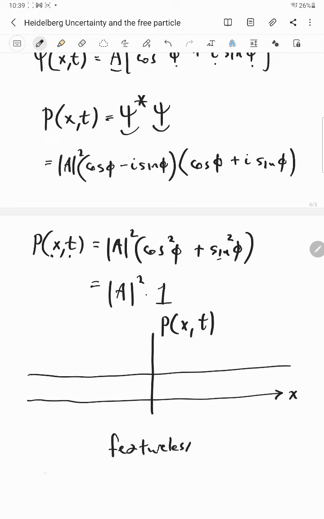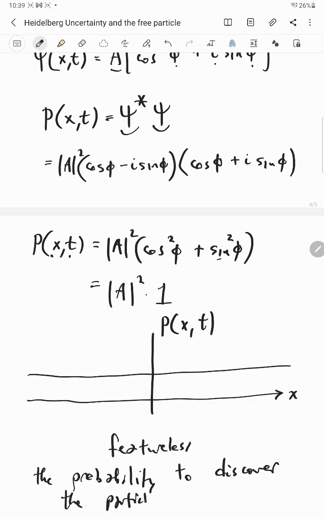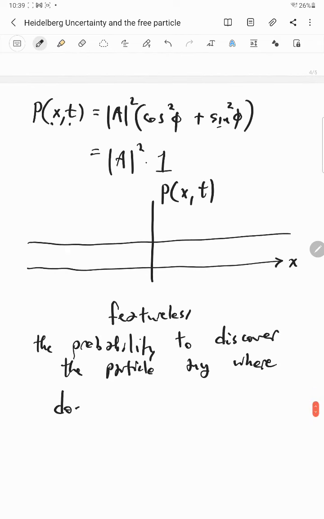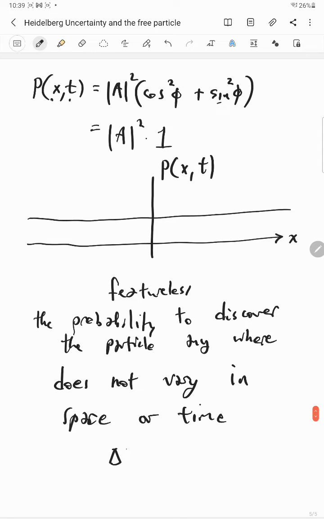That is, the probability to discover the particle anywhere does not vary in space or time, right? So this is the sense in which the uncertainty in the location is infinity. It's because the probability density has no features.